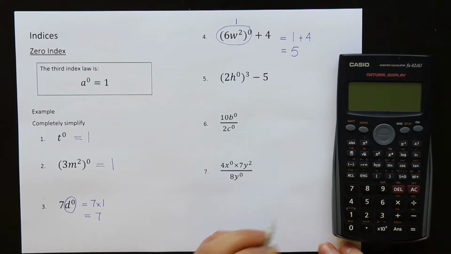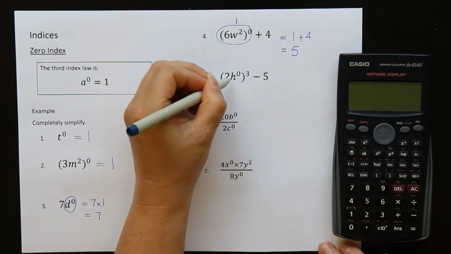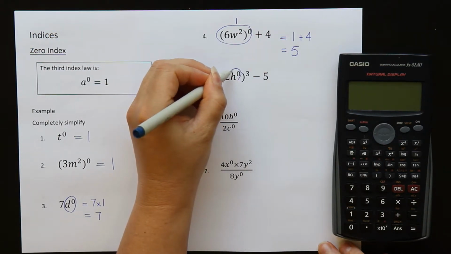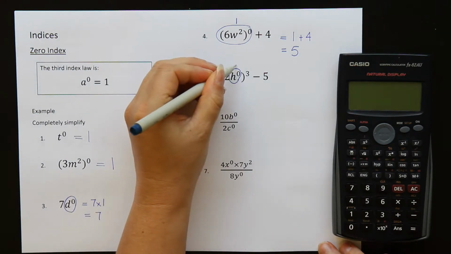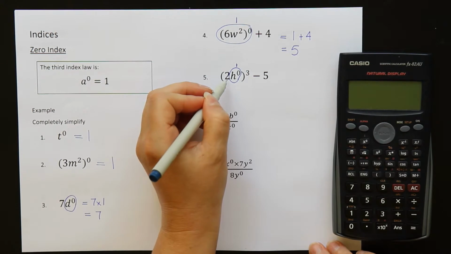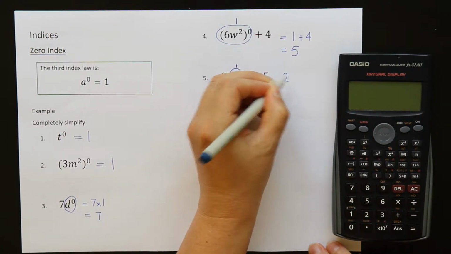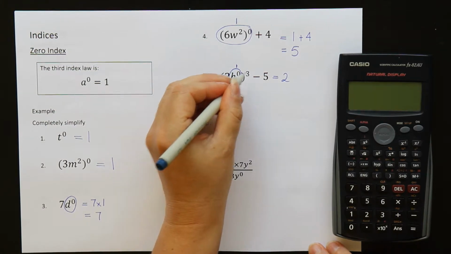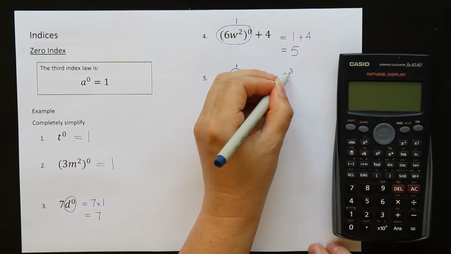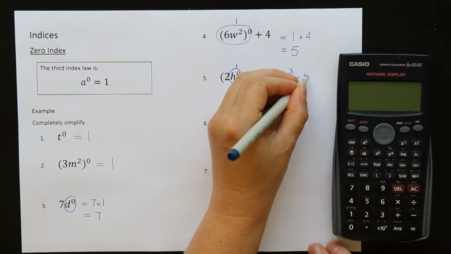Alright, question 5. Here is my power of 0. So this part here, only the h is to the power of 0. So that is a 1. Okay, so I have got a 2 times a 1, which is 2. But that is to the power of 3. So I have 2 to the power of 3. And I still also have here a minus 5.